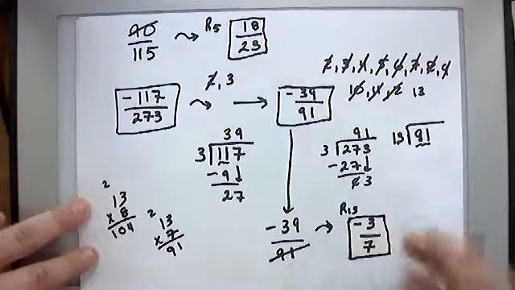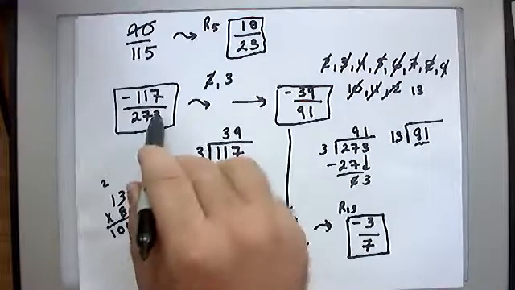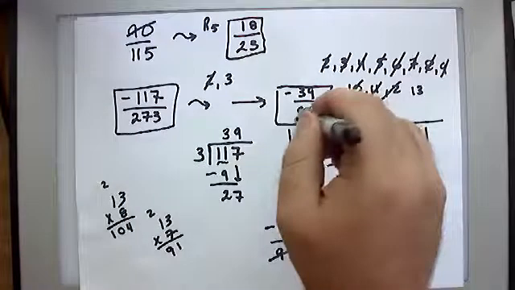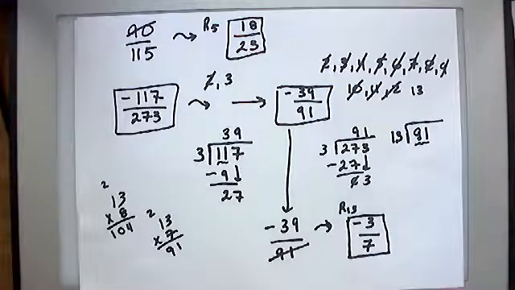So there's an example of one that's not so sweet. We started out at -117 over 273, went to -39 over 91, and then divided by 13 to make -3 over 7. And that's an example of how ugly it can be. They're not all going to be that ugly, and they're not all going to be sweet, and most of them will be somewhere in the middle. So make sure that makes some sense to you.